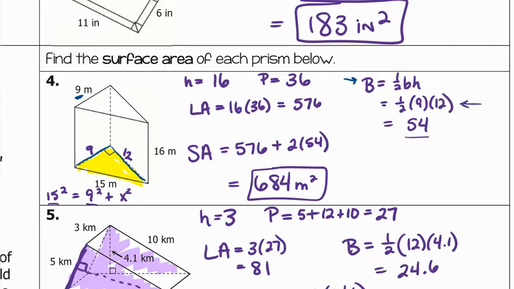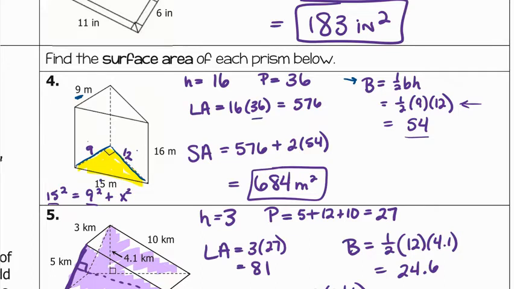of 54. Okay. Then to find the lateral area, I'm going to do the height of the prism times the perimeter of the base. Well, perimeter of the base, I'm just going to add up 9, 12, and 15. That's how I get that 36.